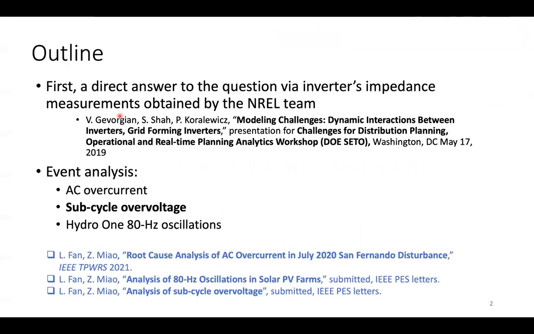The outline of this presentation has two parts. The first part is a direct answer to the question posed: is solar PV capacitive? We are going to use the inverters' impedance measurements obtained by the Real team. They have a very advanced measurement system that can handle high power devices, and this will give a confirming answer: yes. The second part is event analysis. We mainly cover subcycle overvoltage, but partly also cover AC overcurrent and Hydro One's 80 Hz oscillations. Those event analyses are based on a published letter and two submitted letters.